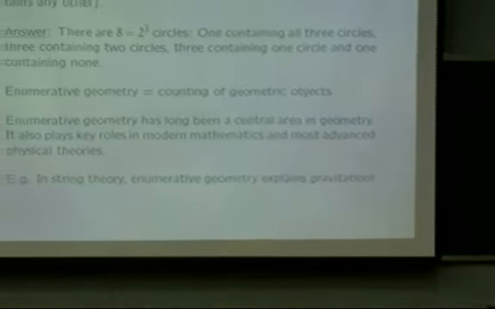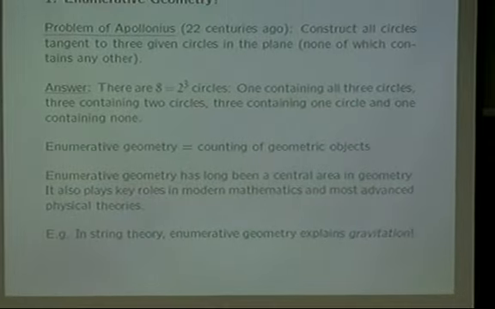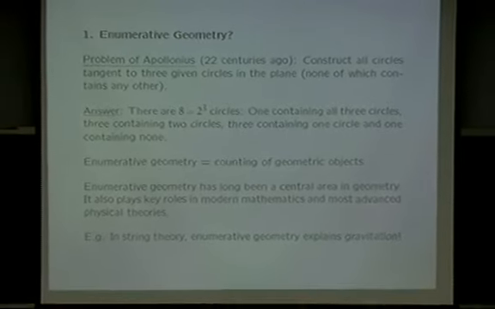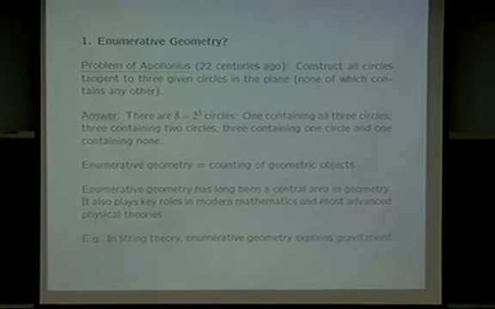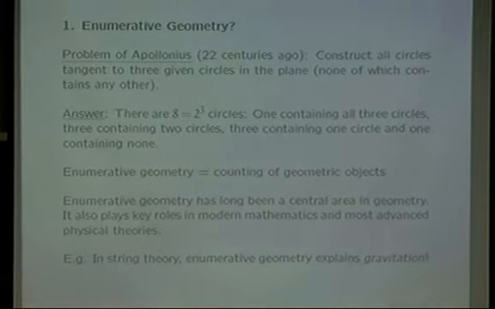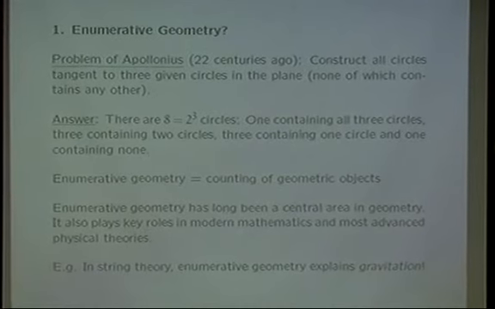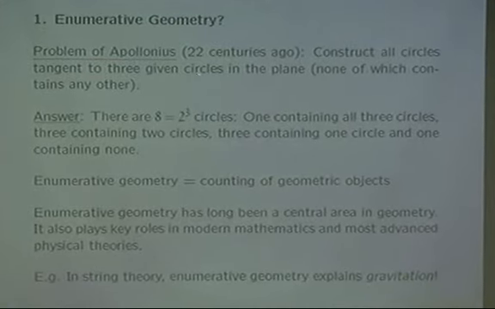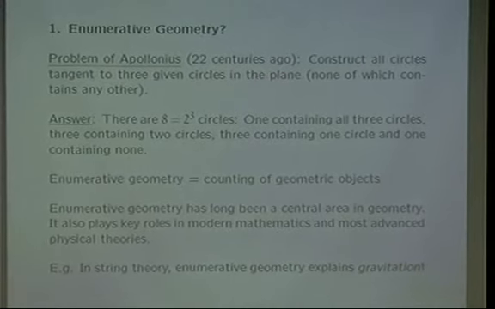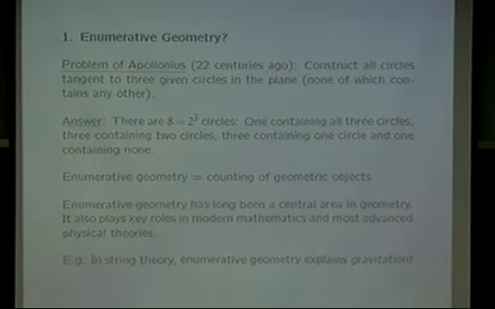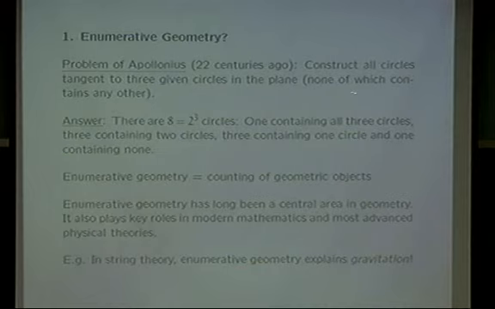So let me explain what enumerative geometry is, starting with a very ancient problem. The history of enumerative geometry dates back like 22 centuries. For instance, there is the problem of Apollonius, 22 centuries ago. He asked to construct all possible circles which are tangent to 3 given circles in the plane. Well, let's make it simple: these are just three circles, none of which contains any other, right?